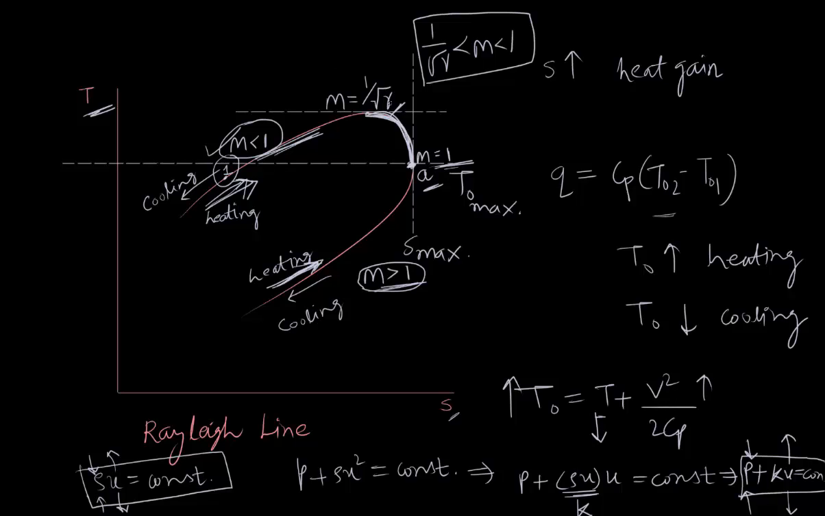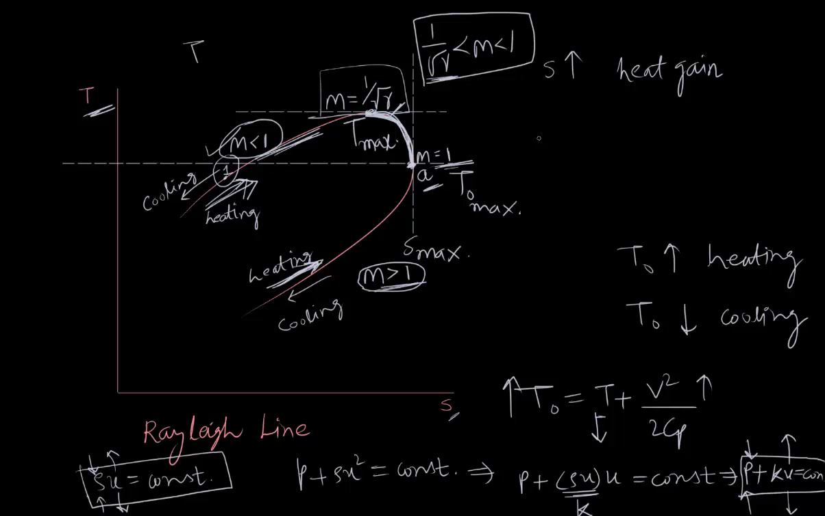So look again at the graph. If we add heat to the subsonic flow, its temperature and Mach number both increase, but for this small range of Mach number 1 by root gamma to 1, static temperature decreases, and at this point at which Mach number is 1 by root gamma, temperature T is maximum, and we will prove that maximum temperature exists at Mach number M equals 1 by root gamma in subsequent lectures.